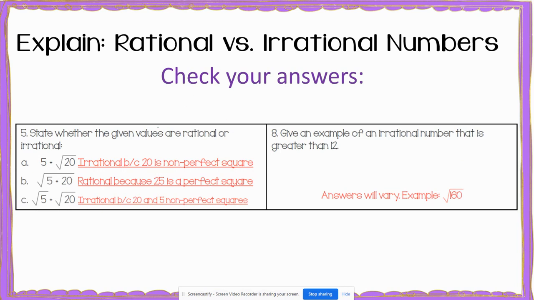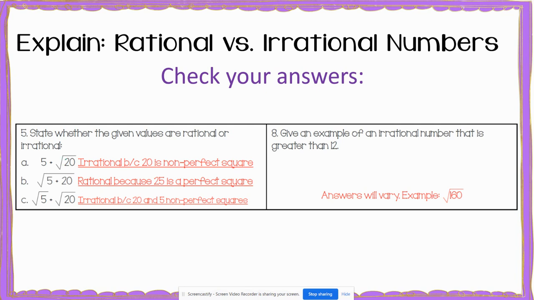Number 5 says state whether the given values are rational or irrational. Well, A says 5 plus the square root of 20. You would have to think about what this means. This means we would have to add 5 to whatever the square root of 20 is, but we don't know the square root of 20.